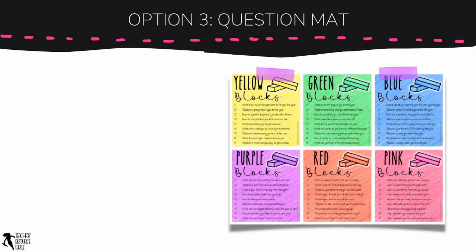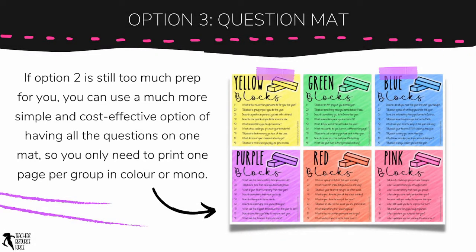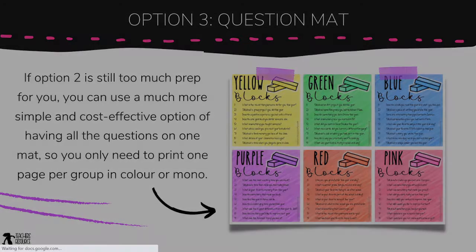Option 3 is a question mat. So if option 2 was still too much prep for you, you can use a much more simple and cost-effective option of having all the questions on one mat. So you only need to print 1 page per group in colour or mono, like this one.